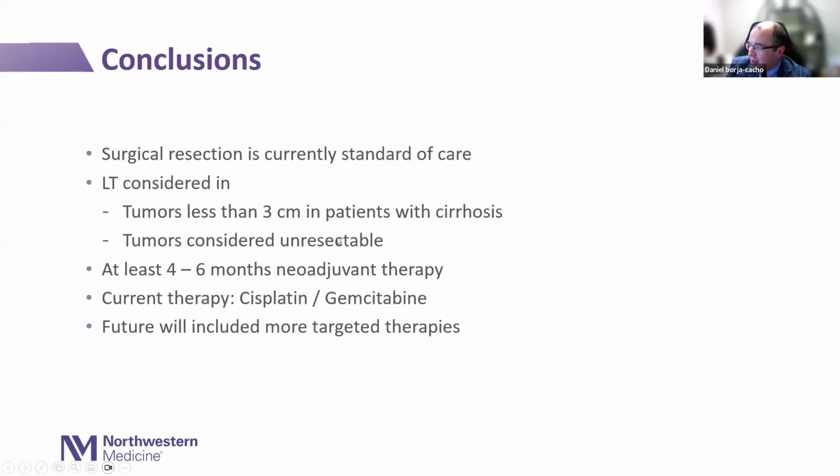Tumors need to be considered unresectable even in the absence of cirrhosis, but it's recommended that it's done in multidisciplinary teams with a lot of experience, at least 4 to 6 months, in which we prove that the disease is stable or regresses with neoadjuvant therapy. The current therapy is cisplatin gemcitabine. However, target therapies are becoming more common.